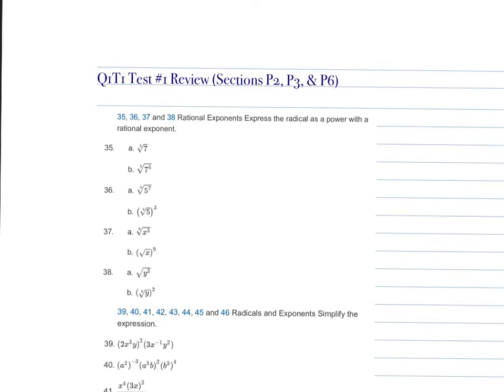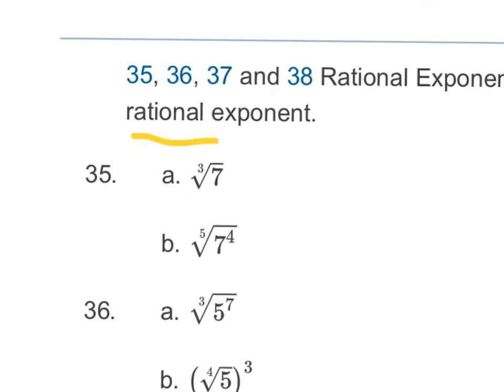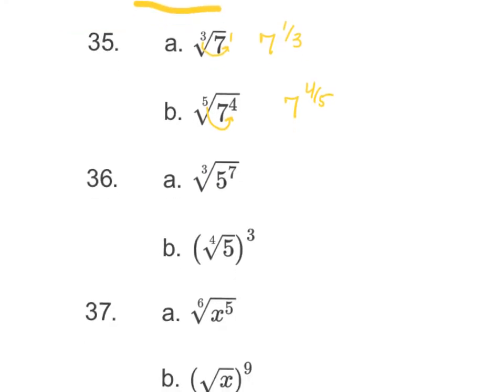Okay, guys, this is your P2, P3, and P6 test review. The first four questions are asking you to write your answer with a rational exponent. That means a fraction. So remember, this is 7 to the first power, so my index of 3 becomes the denominator, and I would rewrite this as 7 to the 1/3. And B, 5 becomes the denominator of my fraction, so it'd be 7 to the 4/5. And 36, 3 becomes my denominator, and I have 5 to the 7/3.